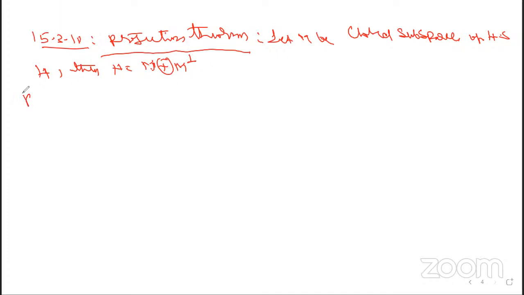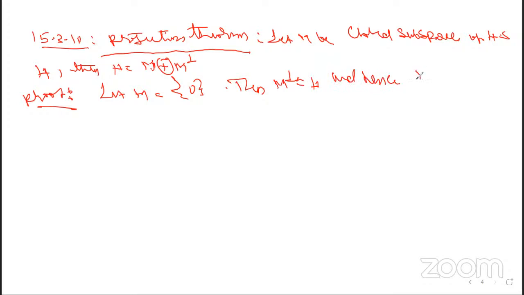So the proof is most important in projection theory. Let M equal to 0. Then M perpendicular equal to H. And hence H equal to M plus M perpendicular is trivial.